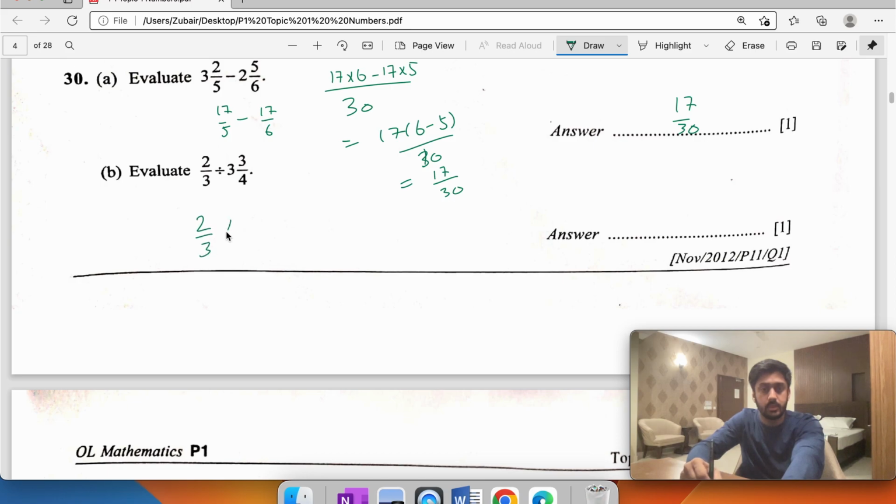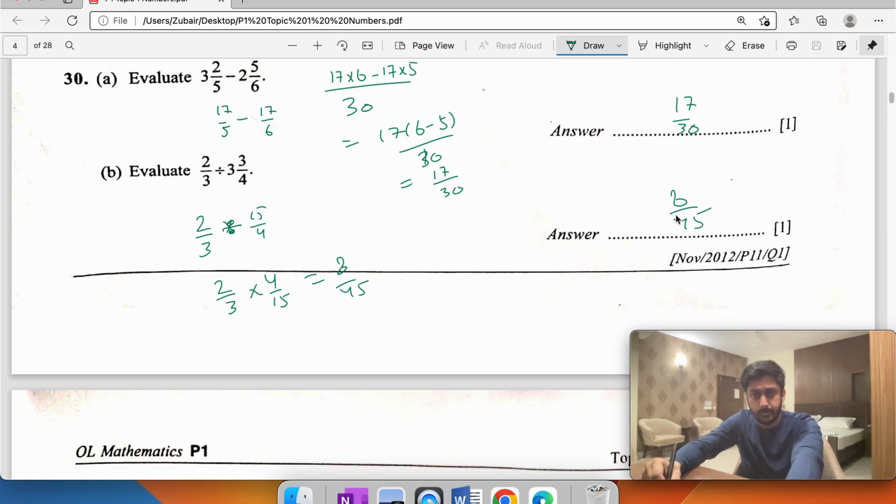2 by 3 divided by 4 3 times 12, 13, 14, 15 by 4. So 2 by 3 into 4 by 15 is 8 by 45.